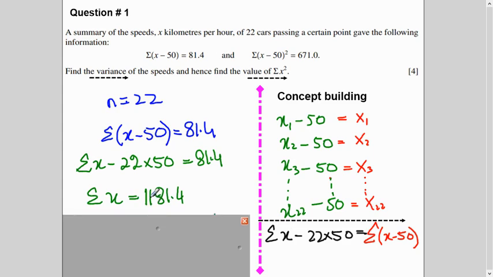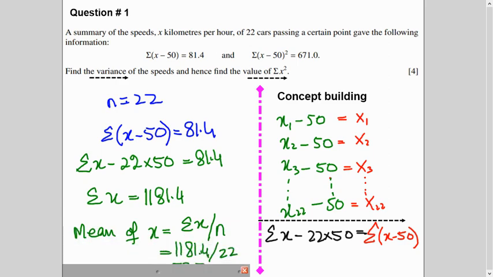And now the mean is very easy to calculate. Mean is not asked in the question, but we will need it at this time. So that's why we are calculating it. If I have to find the mean of the original data, I will divide this by 22. So my answer is coming 53.7. This is one way of doing it.